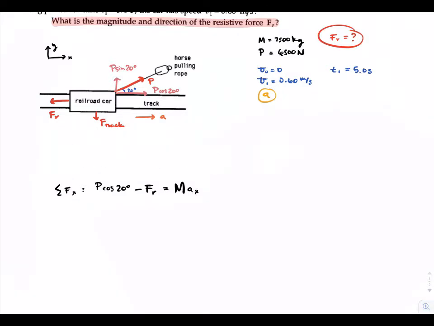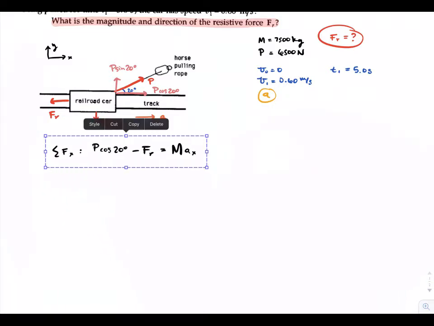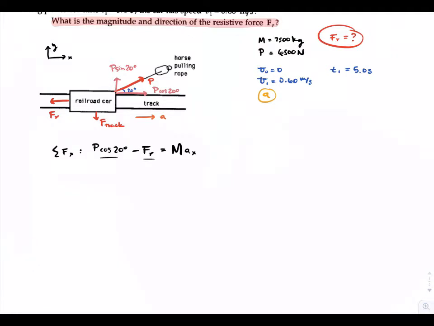But it's important to always know that those forces exist, and then we're going to just deal with stuff that's happening in the x direction, because look, all of these forces are in the x direction. This acceleration is in the x direction. So we're only worried about stuff that's happening in the x direction. Now we can solve this for our resistive force. So F sub r is going to be equal to P cosine 20 degrees minus max.